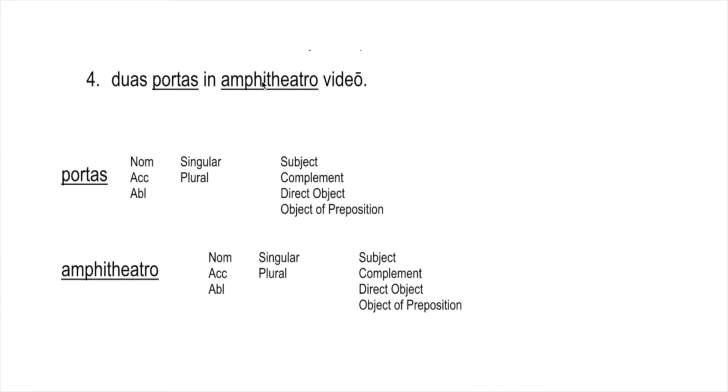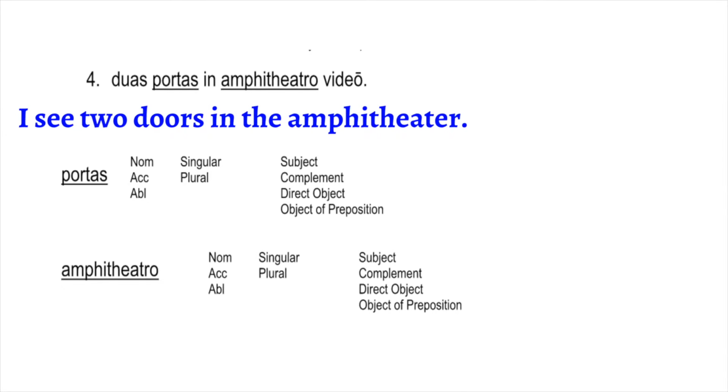So I need to find my subject and verb to start me out. Well, here's my verb. I see, video. And the O ending, remember O, s, t, mus, tis, nt, O is telling me my subject as well. It's telling me that I am doing the verb. So we're going to translate this as I see two doors in the amphitheater.